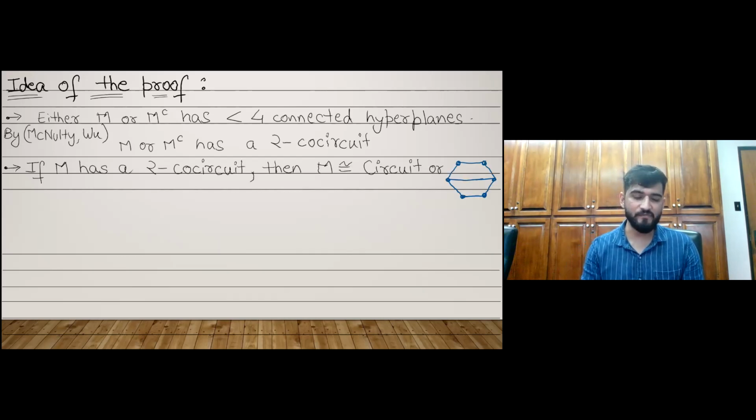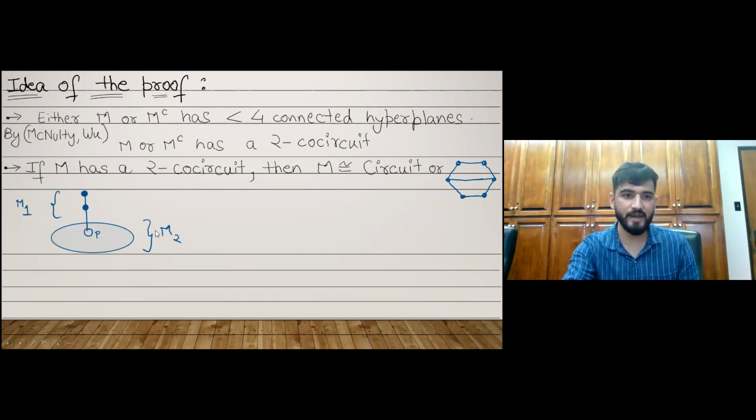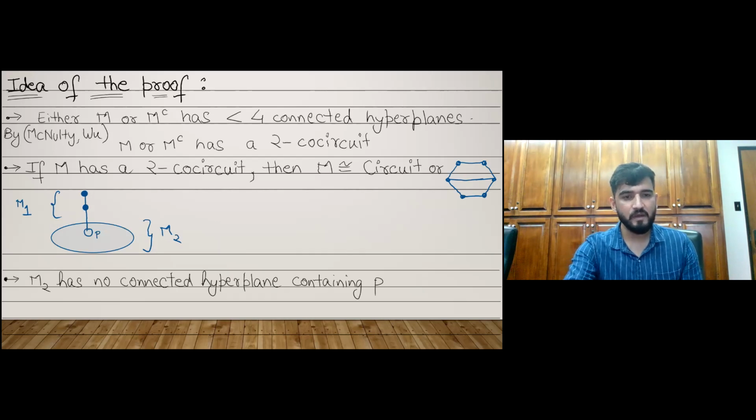And then we show that if M has a 2-core circuit, then M is either a circuit or this. And how do we show that? Well, if M has a 2-core circuit, M looks like this. And the next observation that we made is that M2 has no connected hyperplane containing P.